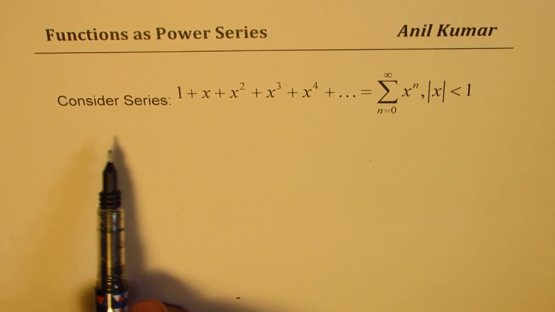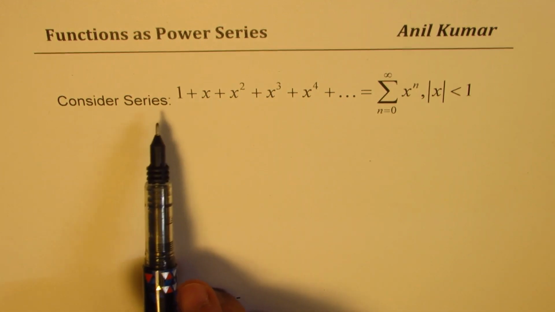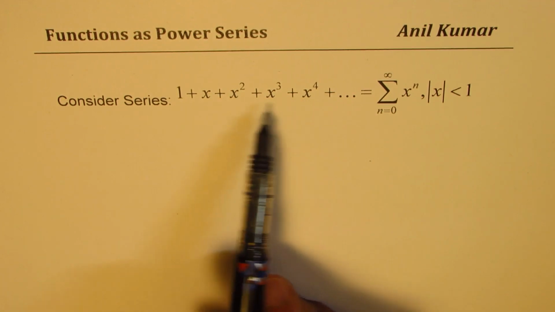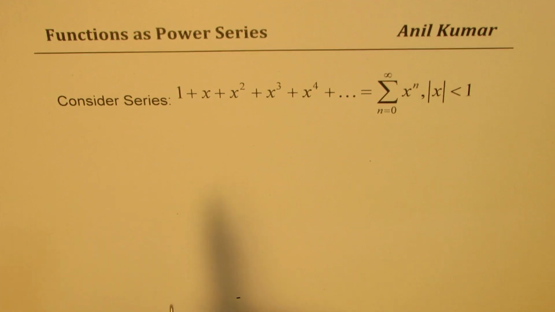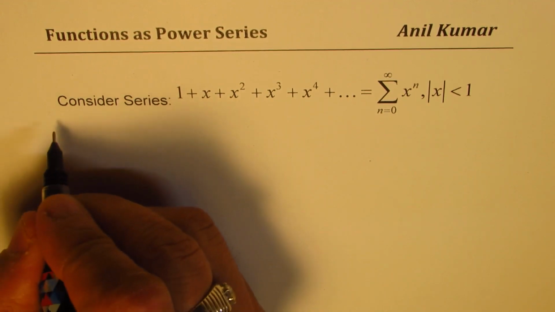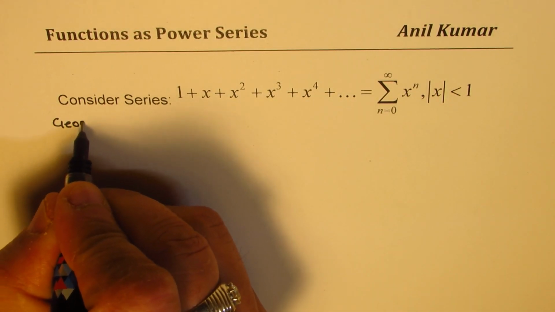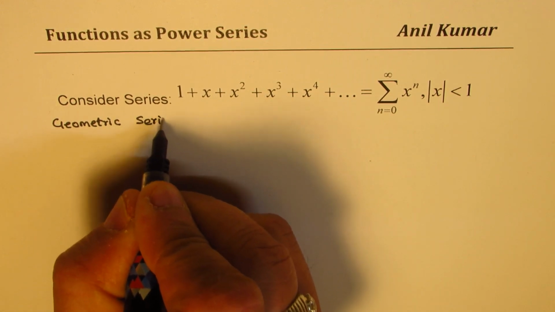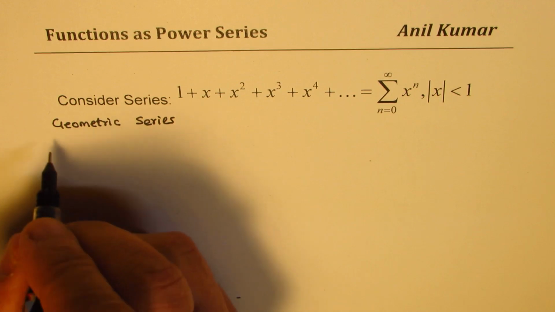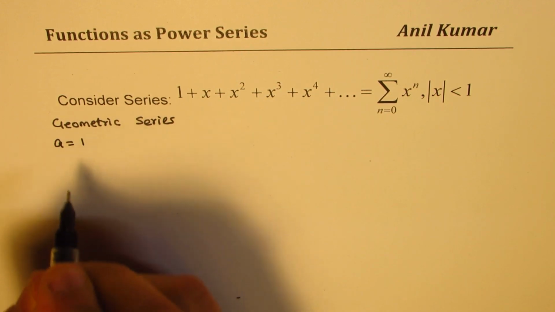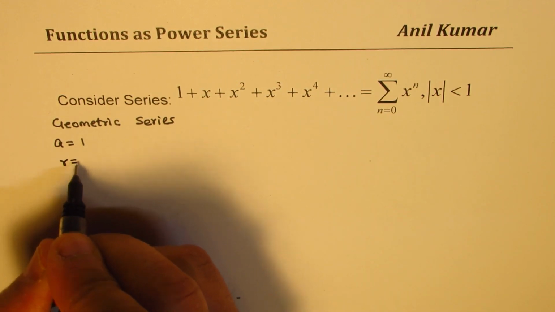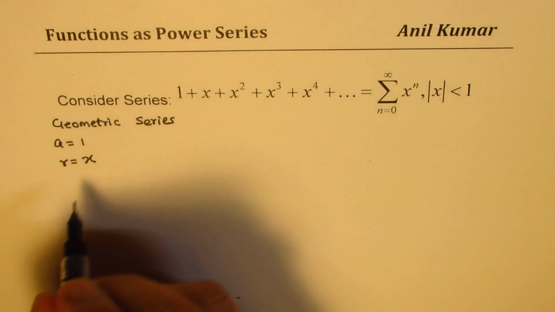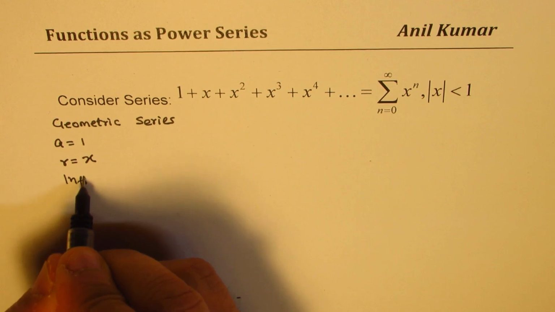Let us begin with a very simple series which is 1 plus x plus x squared plus x cubed and so on, right? So as you can see, this is a geometric series, right? So we have a series which is a geometric series. What you also see is that the first term a is 1 and every time it is being multiplied by x. Second, it is also an infinite series.